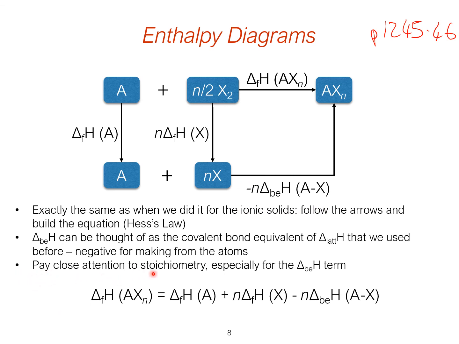And the final thing is to make sure, again, to pay close attention to the stoichiometry, especially for this final bond enthalpy term. So remember, for example, if we were using this to find PCl3, the bond enthalpy is for a phosphorus-chlorine bond, like a P-Cl bond. Now in PCl3, we're making 3 P-Cl bonds, so make sure to keep the stoichiometry correct there.